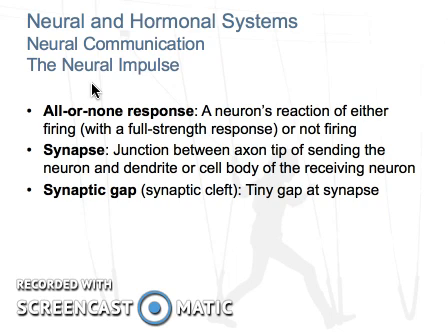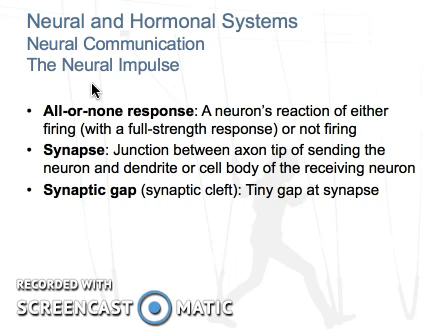It either fires or it doesn't. So if a neuron simply fires or doesn't, right, it doesn't fire at a lower intensity or a higher intensity, how does our body know the difference between the slap and the pat? Do you know?